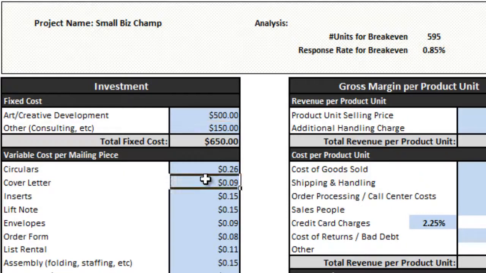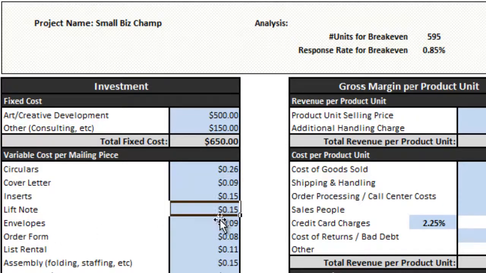You also have your variable cost. Now this is cost per mailing piece. So for every unit that you're going to put out, what is your variable cost that's associated with that? With that, you have the cost for circulars, your cover letter, inserts, lift notes, and you can go in and change these if you choose to, if you find something that's more specific to your market. However, for direct marketing, these are some of the very typical ones that you would expect to see.